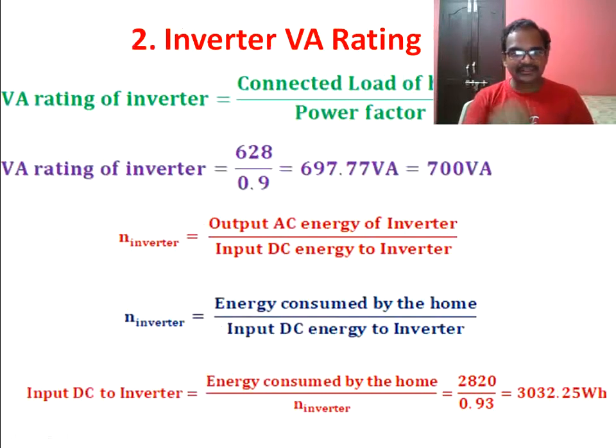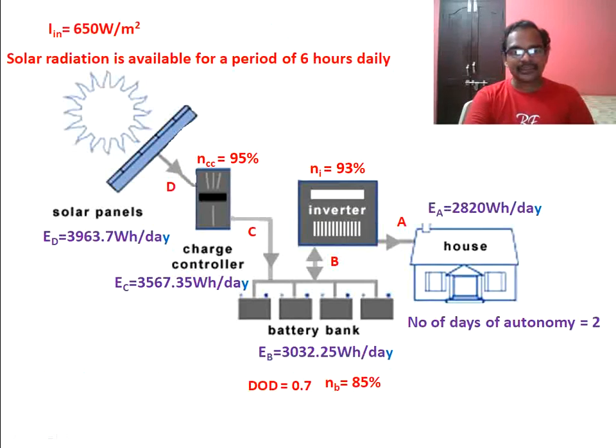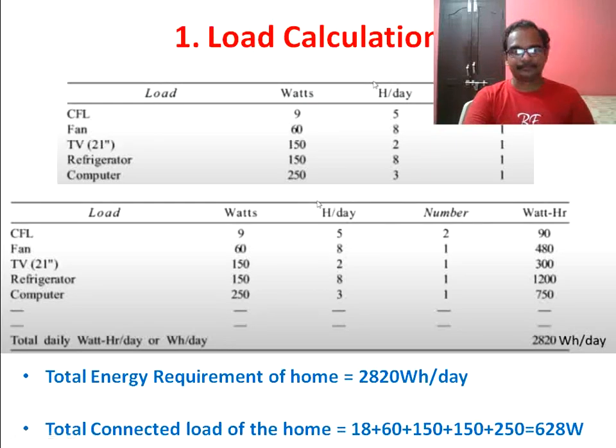Right, so what is the efficiency of an inverter? 93%. So we got it around 3032.25 watt hours per day. So every day a battery bank has to store 3032.25 watt hours per day in order to supply 2820 watt hours per day to the home. Because the efficiency of inverter is not 100%, it is only 93%, right? So the battery has to store the 3032.25 watt hours per day in order to supply 2820 watt hours per day to the home, right?